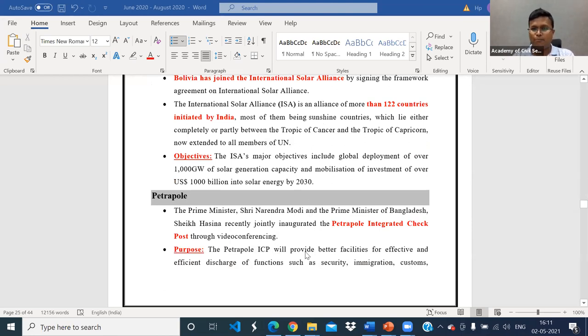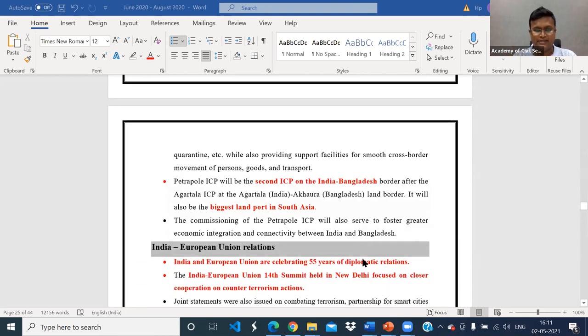Petrapol. Petrapol is a checkpost between India and Bangladesh, and it's a new checkpost for transportation of goods. It is an entry point between India and Bangladesh, recently inaugurated in 24 Parganas district of West Bengal. Sometimes it might come in the news, and it might come in the examination. You have to understand that it is a checkpost, an entry and exit point between India and Bangladesh, recently inaugurated.